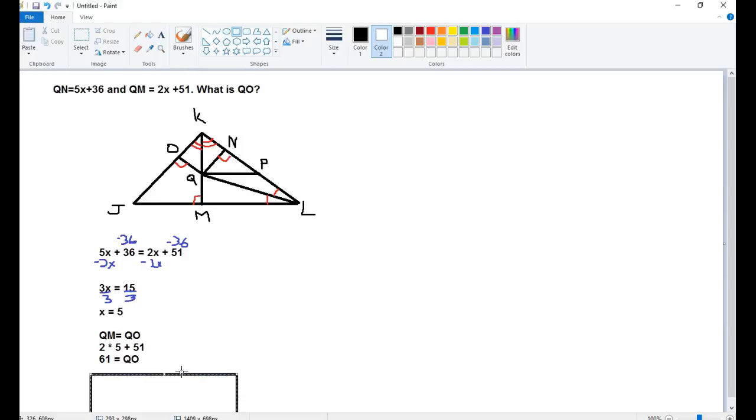Alright, so in class, we're going to go through some more work with this, trying to get used to all these new vocabulary terms.